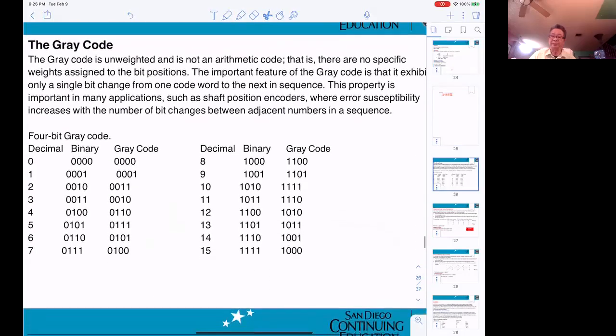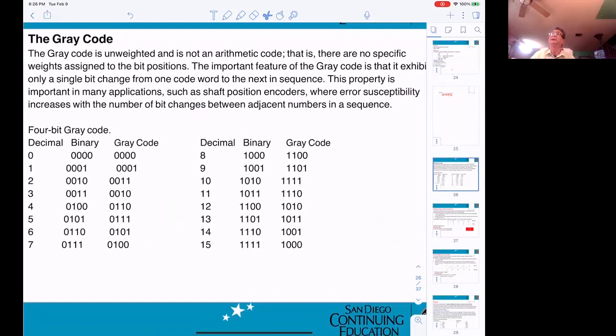Gray code. Yeah, quickly we can get through that. Gray code is unweighted and is not an arithmetic code. Okay, so basically you can read it. We don't have enough time. So if they give you a 4-bit gray code, you get a decimal 0, you get a binary number, and then you can get the gray code equivalent. That's the table, up to 15.